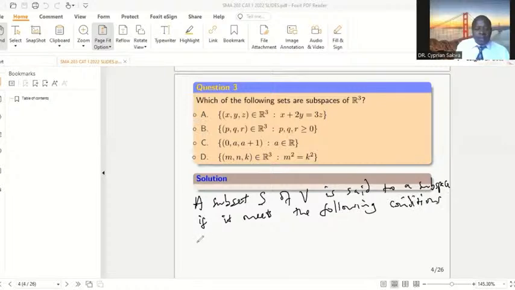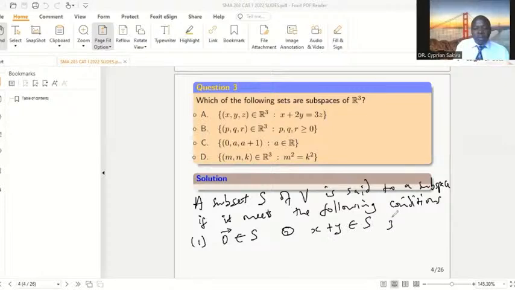Now, the first condition is that the element 0 or the vector 0 should be a member of this set. The second condition is that if you pick any two elements, x and y, from the set S, then their sum must also be in S. That means that S must be closed under addition. That means you pick any two elements in S and add them. The sum should be in S.